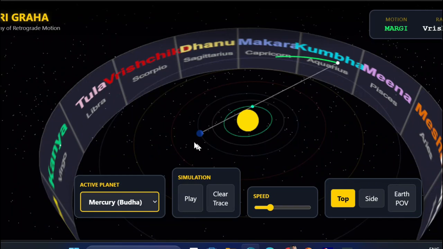Okay, you can see this blue ball. So this represents Earth. This green ball is representing Mercury. Okay, and this is Sun. Everyone can see the screen, right? Yes. Okay, so this is Sun.